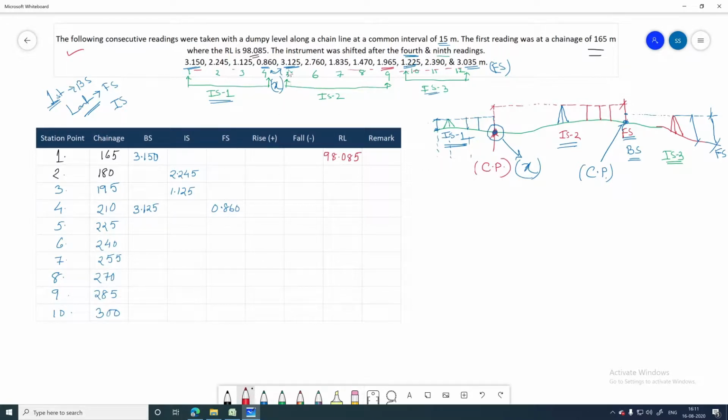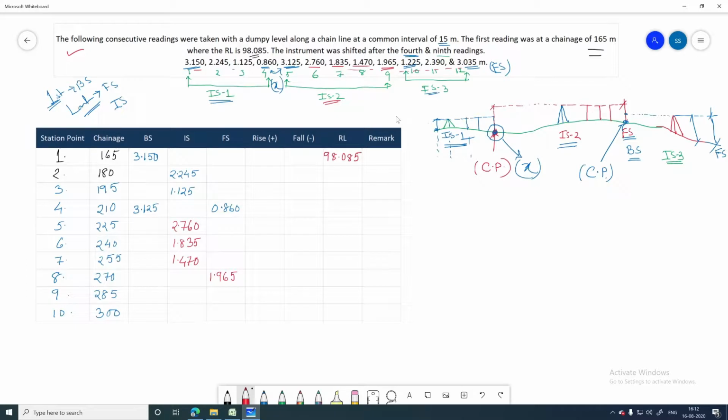The next one, 3.125, I have already written. These three are intermediate sight readings: 2.760, 1.835 and 1.470. Let's put those in the IS column, the intermediate sight reading column. The last reading, for instrument station 2, is the foresight reading, so we write it in the foresight column, that is 1.965.